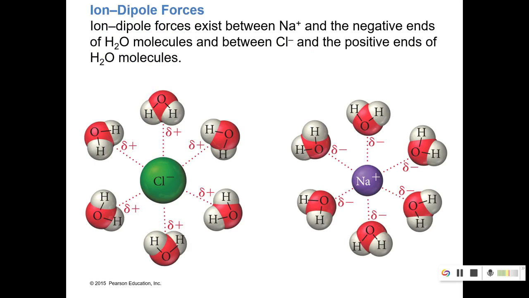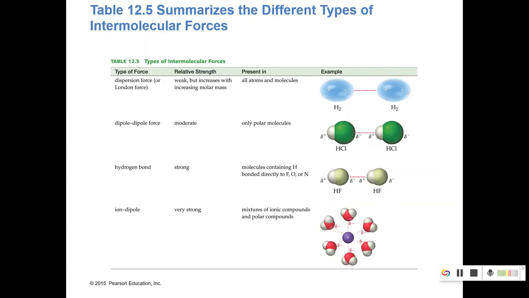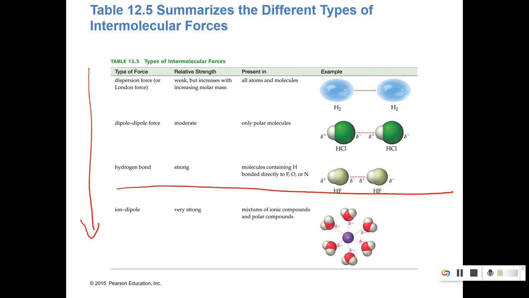Okay, ion-dipole forces we're going to visit in chapter 13, so I generally don't test them too much now. Right now, what you need to know is that the negative oxygen side is attracted to the positive in a cation, and the positive hydrogen side is attracted to the negative in an anion. The water molecules will orient themselves so they are in this opposites attract situation. That's what you need to know for now. All right, this is the strength. Again, we'll talk about ion-dipoles later.